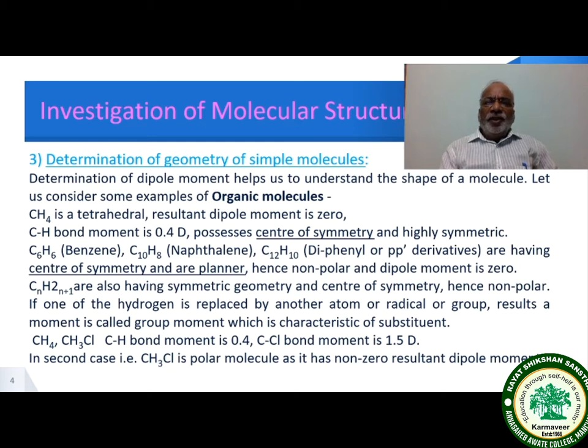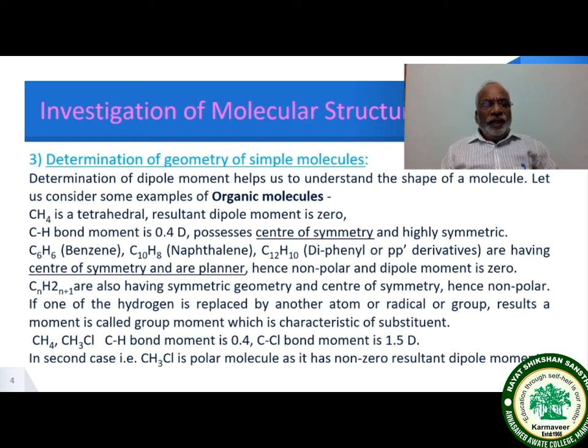The third application that we consider is how the geometries or shapes of the molecules in case of organic compounds can be understood. Now let us consider CH4, a tetrahedral molecule. This molecule is tetrahedral in nature, it is highly symmetric, and hence the dipole moment is 0. So it is a non-polar molecule.